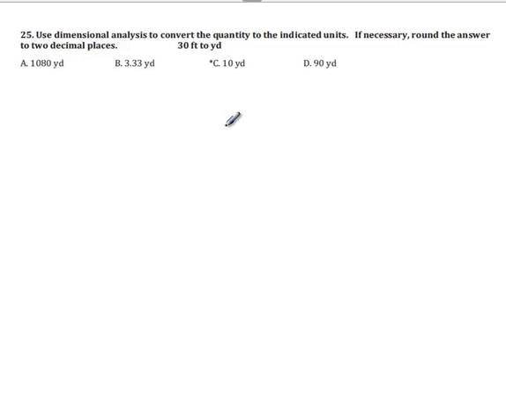Number 25. Use dimensional analysis to convert the quantity to the indicated units. If necessary, round the answer to 2 decimal places. 30 feet to yards. We want our final answer to be in yards, so yards will be the unit in the numerator. Feet will be the units in the denominator of our unit fraction.